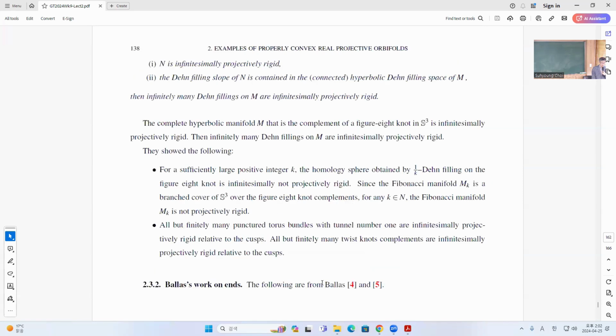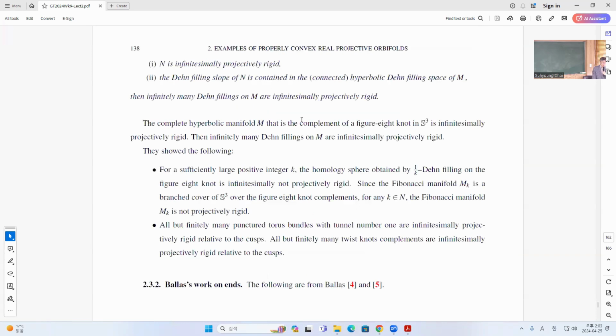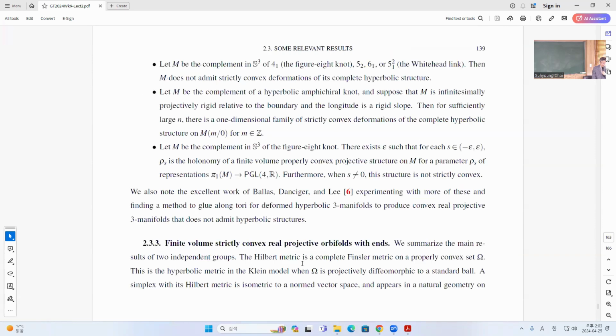So this one says if at least one Dehn filling satisfies this property, then infinitely many of them are like that. For example, the 1/k Dehn fillings of the figure 8 are projectively rigid, and some like this. And then Ballas did some work on these.